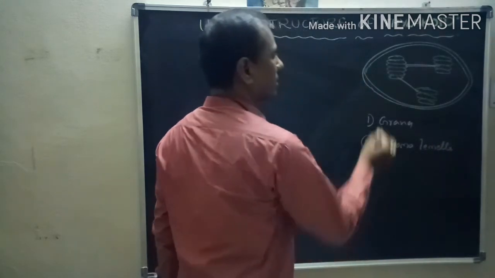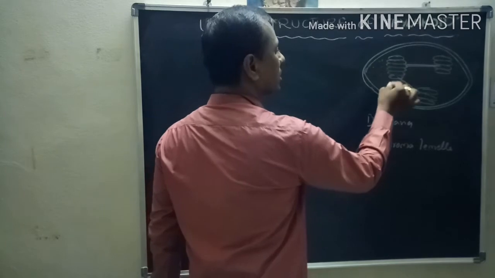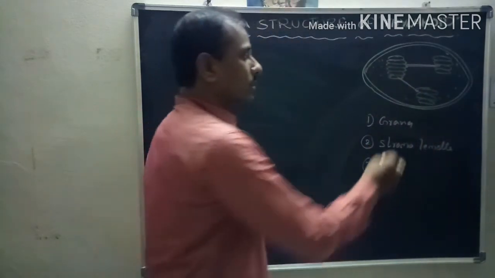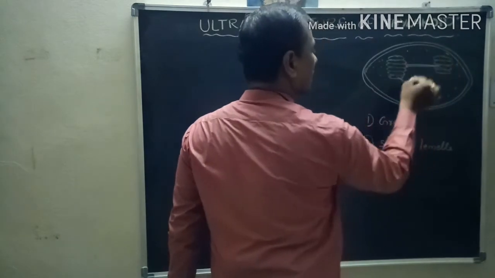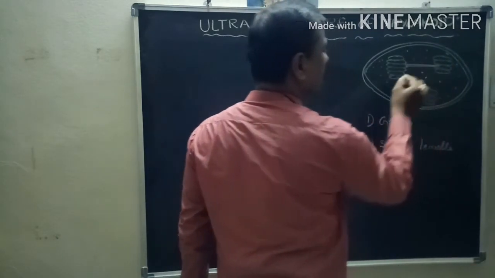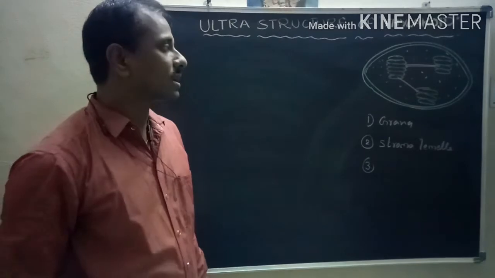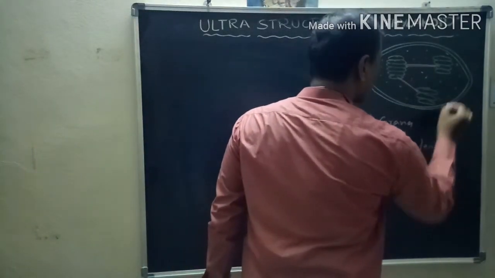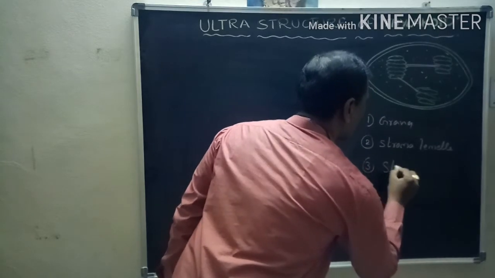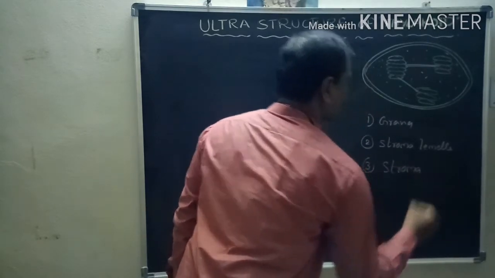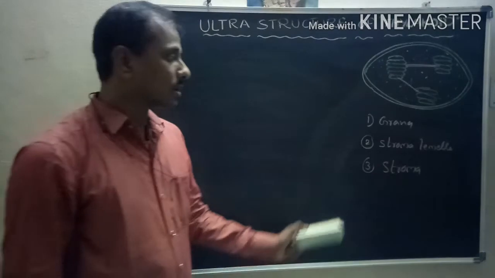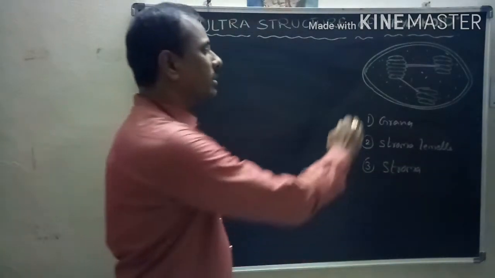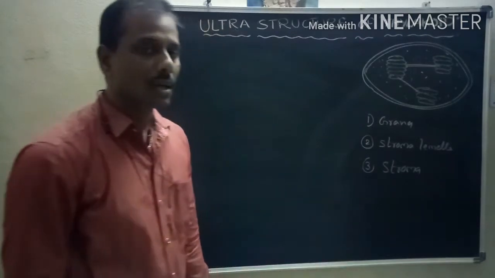The third part is the liquid portion, the fluid present in the chloroplast. It consists of proteins, lipids, starch granules and other fluid or minerals. This portion is called stroma. Grana, stroma lamellae and stroma are the three major parts present in the chloroplast.